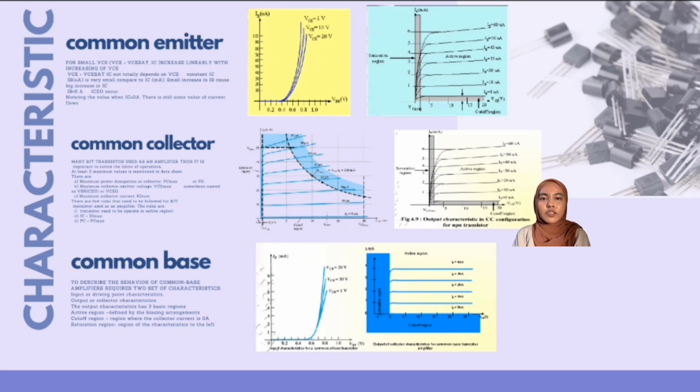There are few rules that need to be followed for BJT transistor used as an amplifier. The rules are: transistor needs to be operated in active region, IC is below IC maximum, VC is below VC maximum.